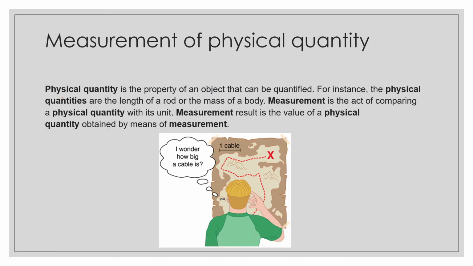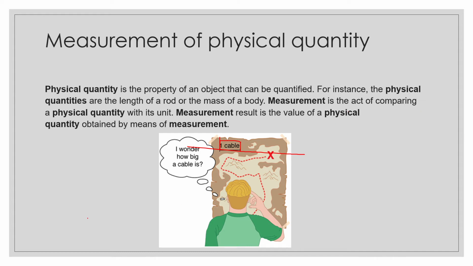Measurement of physical quantity. A physical quantity is a property of an object that can be quantified. So he's wondering how big that cable is. They gave the measurement of it, but they didn't give the definite measurement. So we need to measure it so we can find out how much it is. How do we measure it? We measure it in meters, or if it is small, we measure it with centimeters. If it is big, we measure with kilometers.